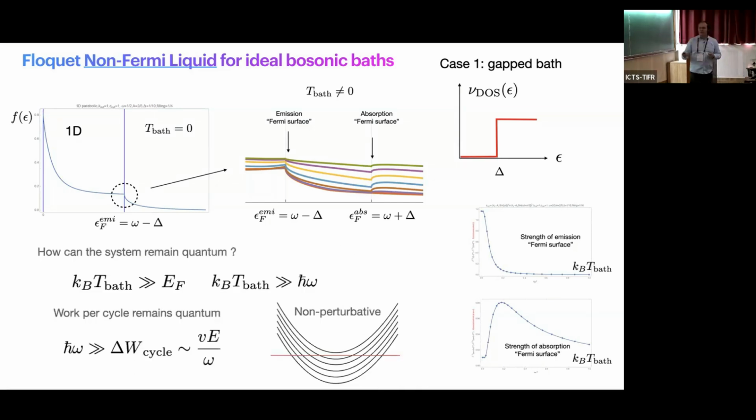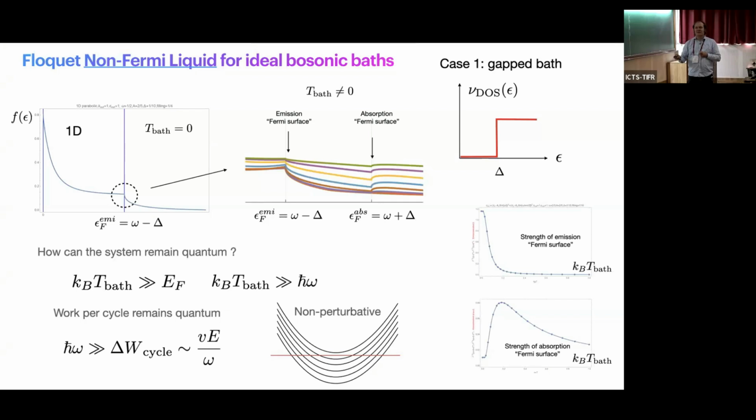So how is it that, even though the temperature of the bath can be larger than the Fermi energy, and even though the temperature of the bath can be larger than this driving energy, you can remain quantum? There is a parameter that remains quantum, which is the amount of work per cycle that you're doing in the Floquet problem. This amount of work per cycle is basically given by this combination, velocity times electric field divided by omega. That's the typical amplitude of the amount of energy that you supply to the electrons by the work. And that remains always much smaller than h bar omega.